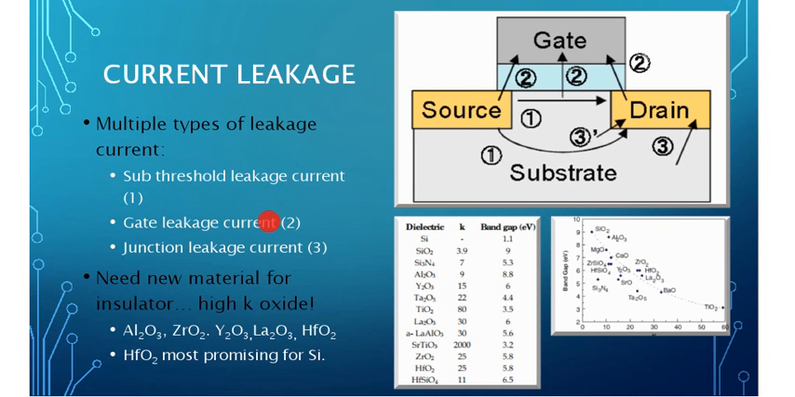Another is gate leakage current, where your channel or your source or your drain is leaking to the gate. Then there's junction leakage current, which is this motion, where you have leaking coming from your substrate to your drain. That can be caused by impurities or a large amount of doping in one of these regions.